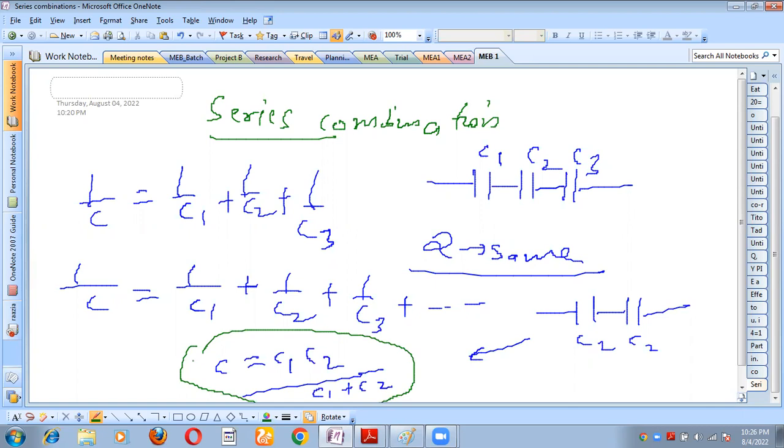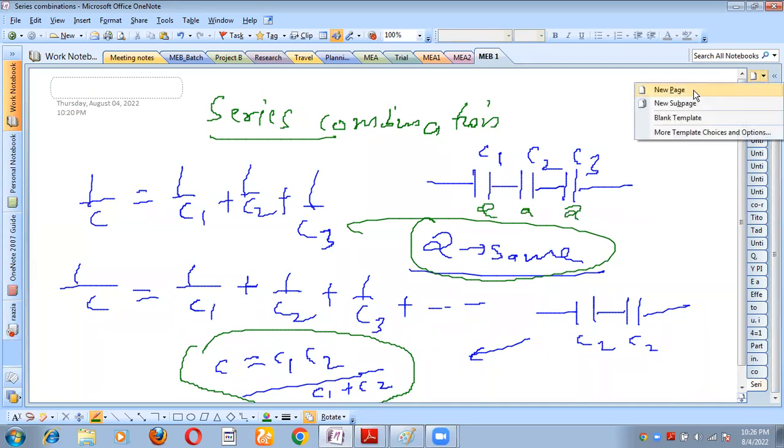So this is how we find equivalent capacitance in series combination, and the most important part is that the charge on each capacitor remains the same. In parallel combination, potential remains the same. In series combination, charge remains the same. Understood?